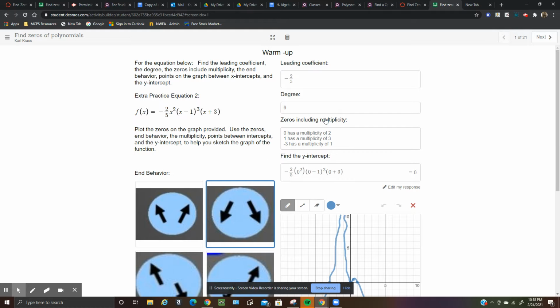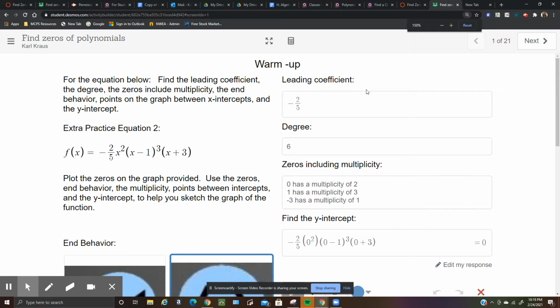Okay, this is a video of finding the zeros of a polynomial function. A warm-up, I'll make this a little bit larger. The leading coefficient here is -2, fixed. The degree, 2 plus 3 plus 1, is 6.